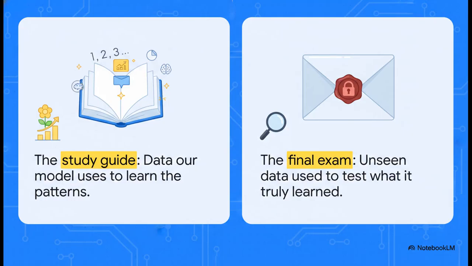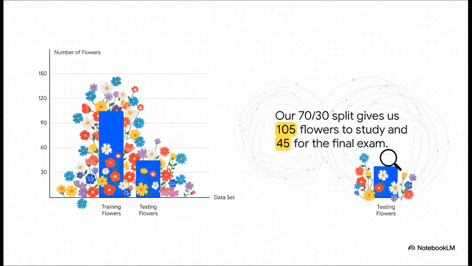I mean, the analogy is just perfect. The training set, that's the study guide. It's the textbooks, the homework, all the practice problems. It's everything our AI model gets to look at to learn the patterns. And the test set? That's the final exam. It's kept in a sealed envelope under lock and key until the very end. This is how we get a real, honest grade on whether it actually learned anything. So for our particular dataset, what does that 70-30 split actually look like?